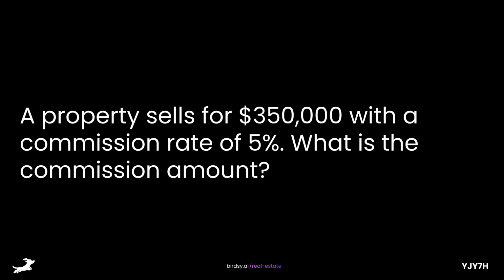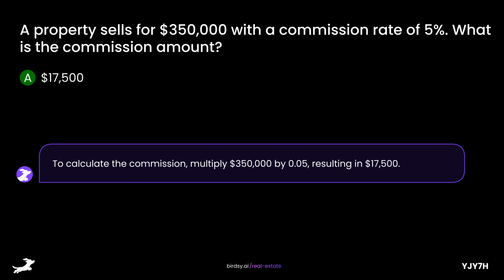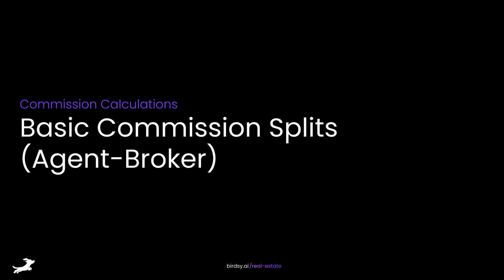A property sells for $350,000 with a commission rate of 5%. What is the commission amount? Is it A, $17,500, B, $14,000, C, $21,000, or D, $15,000? The answer is A, $17,500. To calculate the commission, multiply $350,000 by 0.05, which equals $17,500. Basic commission splits, agent-broker.